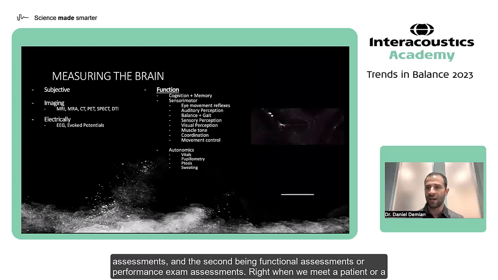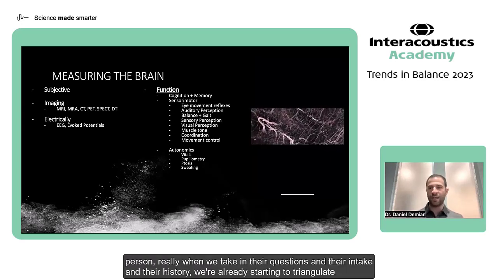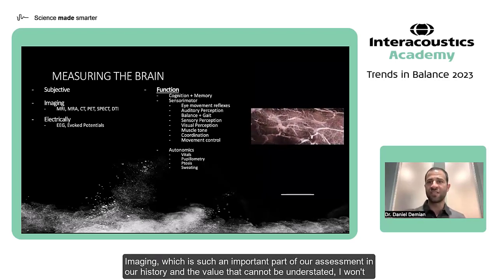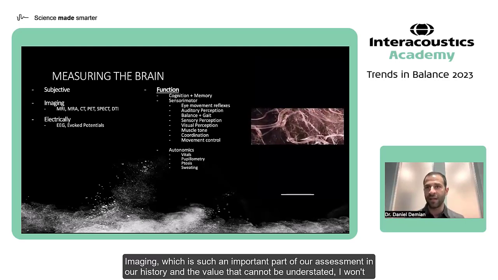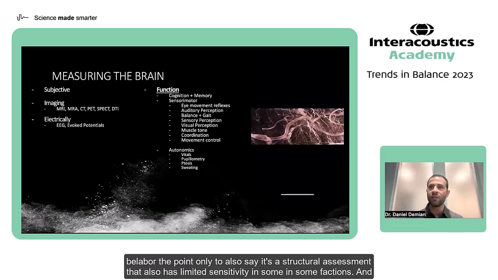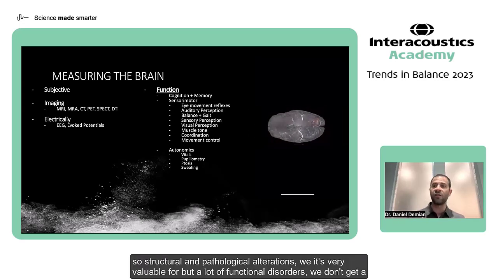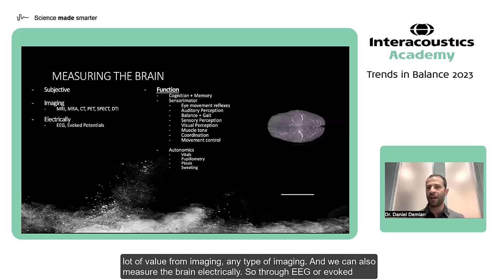When we meet a patient, when we take in their questions, their intake and their history, we're already starting to triangulate neurologically what's going on. Imaging is such an important part of our assessment, and the value of it cannot be understated. I won't belabor the point, only to say it's a structural assessment that also has limited sensitivity in some factions. For structural and pathological alterations it's very valuable, but for a lot of functional disorders, we don't get a lot of value from imaging, any type of imaging.